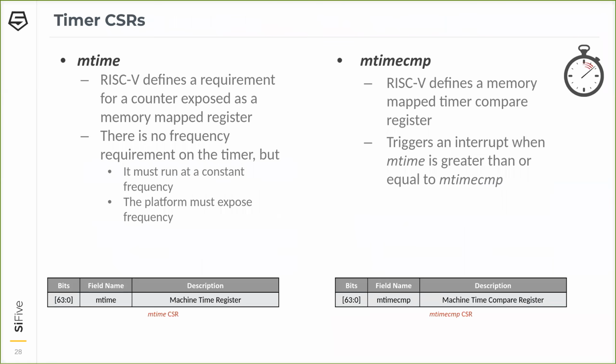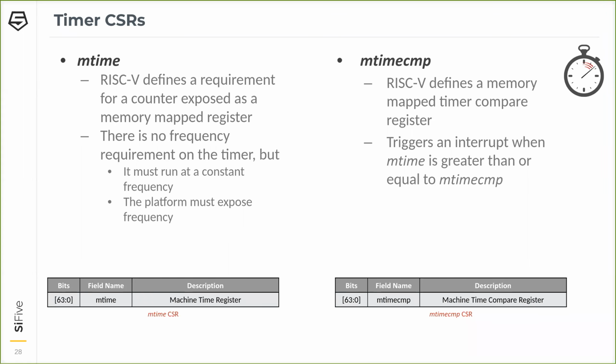There are timer CSRs as well, so mtime. The RISC-V architecture defines a requirement for a counter to be exposed as a memory-mapped register. This is a 64-bit timer, and there's no frequency requirement on the timer, but the specification does say that it must run at a constant frequency, so the frequency of the timer cannot change, and that the platform must expose this frequency to software. And this can be something as simple as a hardware header file.